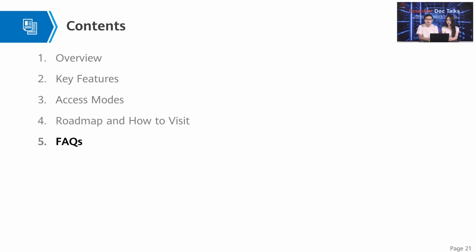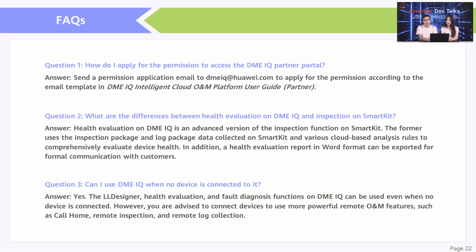The final part is some FAQs. In this part, we list some frequently asked questions and their answers. Question 1. How do I apply for the permission to access the DME IQ Partner Portal? In this case, you can send a permission application email to dmeiq@huawei.com to apply for the permission according to the email template in the DME IQ user guide for partners.